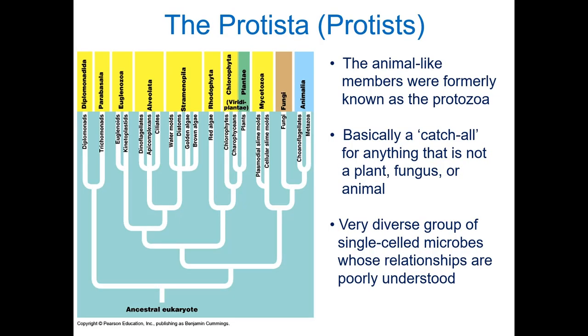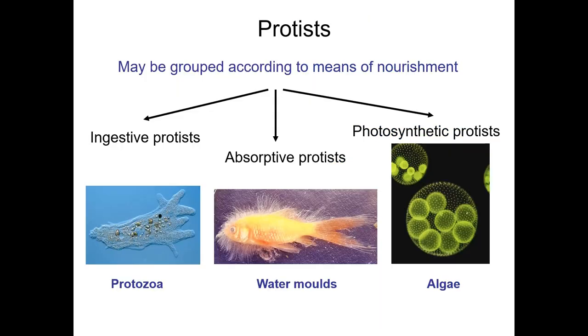What you're seeing here are the relationships between the different groups of protists and the well-established other three kingdoms. So the plantae, the fungi, and the animalia. As you can see, the relationships are quite complicated. Biologists will be working on this for decades to come, trying to figure out how all this should be sorted out. Traditionally, the protists have been divided into three broad groups based on how they receive their nourishment. This is highly simplified, but it'll do for the moment. We'll come back to the protists in more detail later.